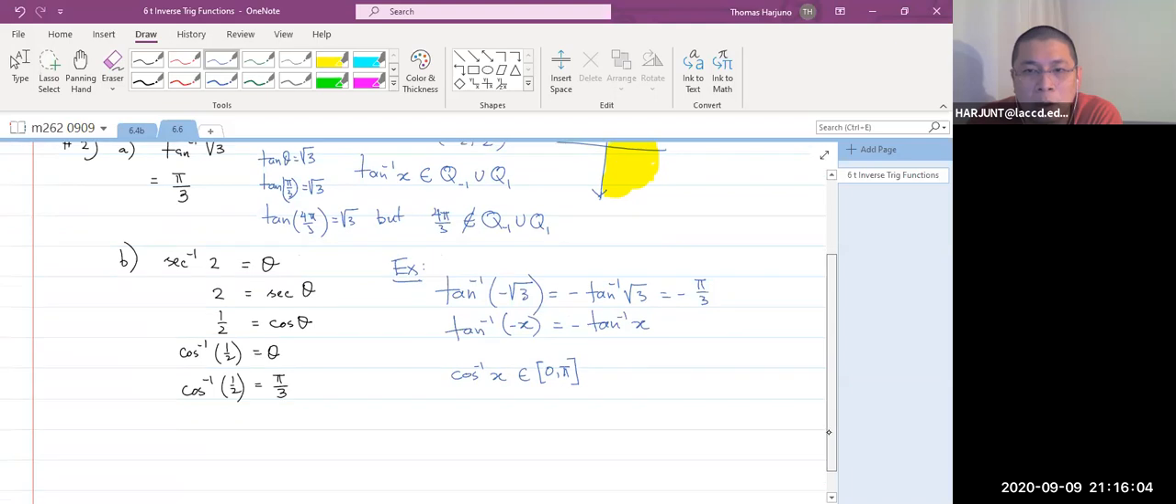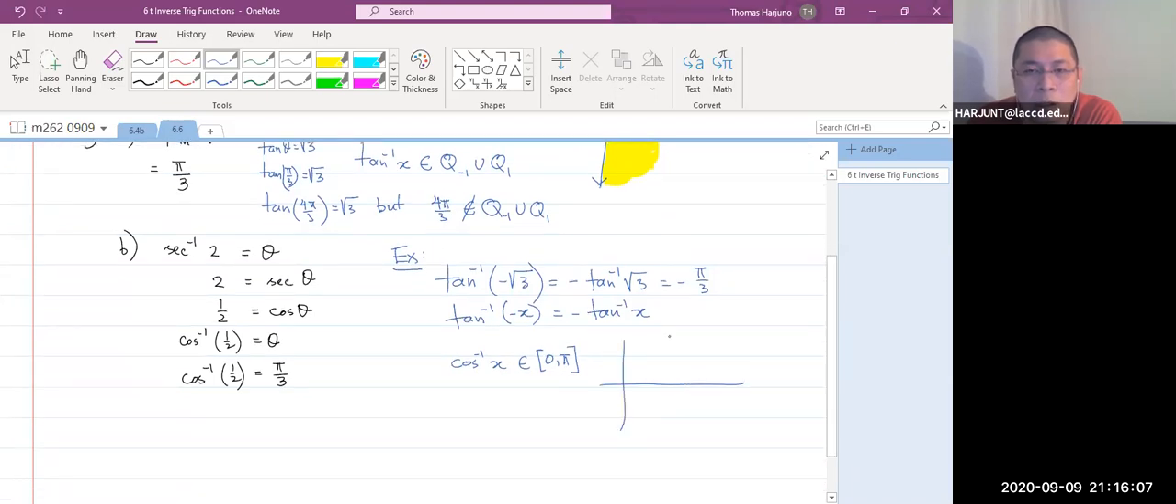Okay, why? Because the cosine function is not one-to-one, so they restrict it to quadrant 1 and quadrant 2 to make it one-to-one. So cosine inverse of x will give us quadrant 1 or quadrant 2. Cosine inverse of a positive number will be in quadrant 1. Cosine inverse of a negative number will be in quadrant 2. And they have this relationship: cosine inverse of -x is equal to pi minus cosine inverse of x.